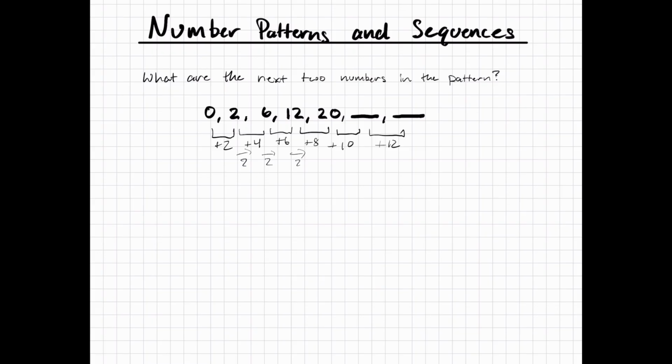Now we just have to find the next number. 20 plus 10 gives you 30. 30 plus 12 gives you 42. And that's going to be our correct answer for this sequence.